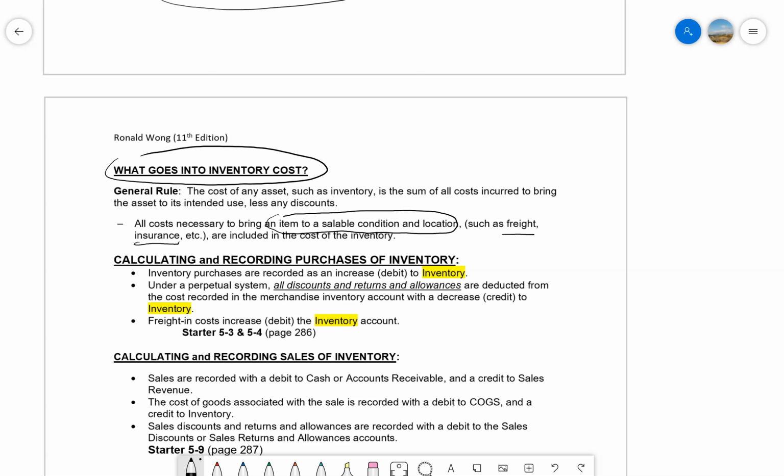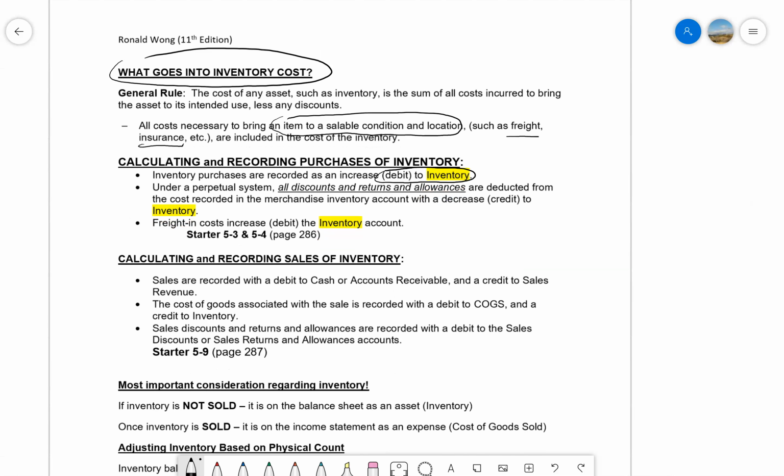Now, when we calculate and record purchases of inventory, we always debit the inventory account whenever we buy inventory. Now, if we have any discounts, returns, and allowances, that's going to decrease the cost of the inventory. So then we'll credit the inventory account. And once again, if we have things such as freight, insurance, installation costs, things to actually improve the value of the inventory, those will all be a debit to inventory. That would increase the cost of the inventory.